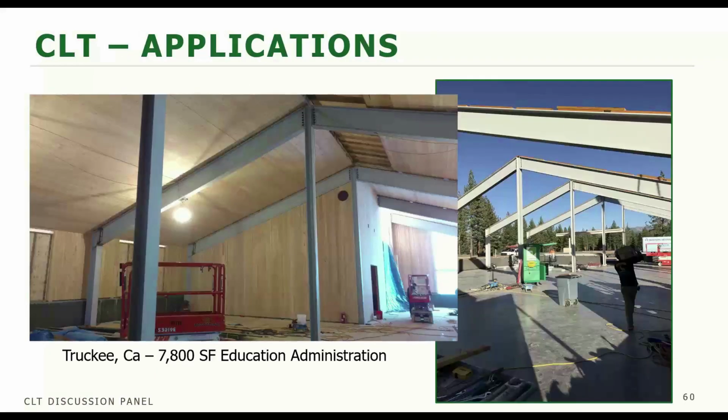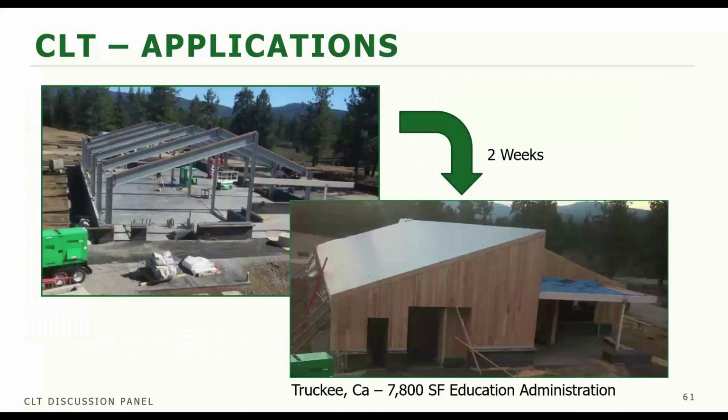Here's some pictures of the MBEF building in Truckee, California. Another hybrid building using steel for the lateral in one direction and the CLT for the lateral in the opposing direction. And you can see that it went from a steel frame to a fully framed in hybrid structure in about 2 weeks. And what's really neat about this particular structure is the crew had never even heard of CLT before the project that they were working on.